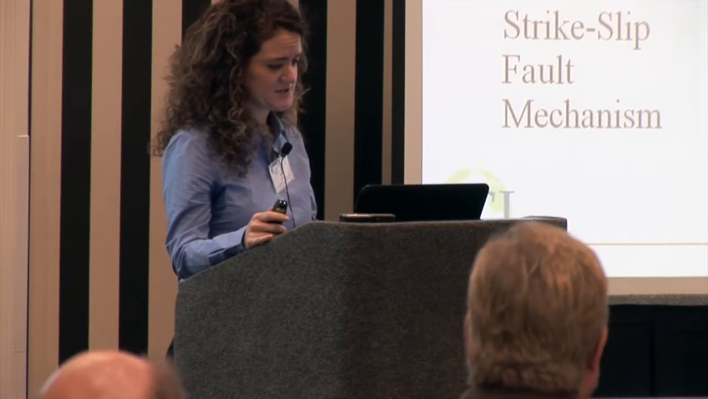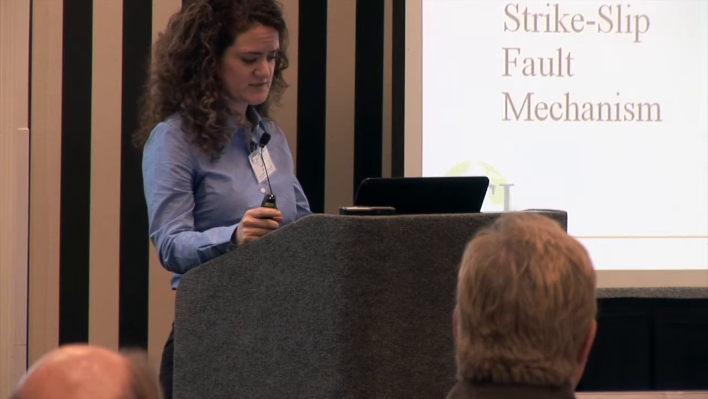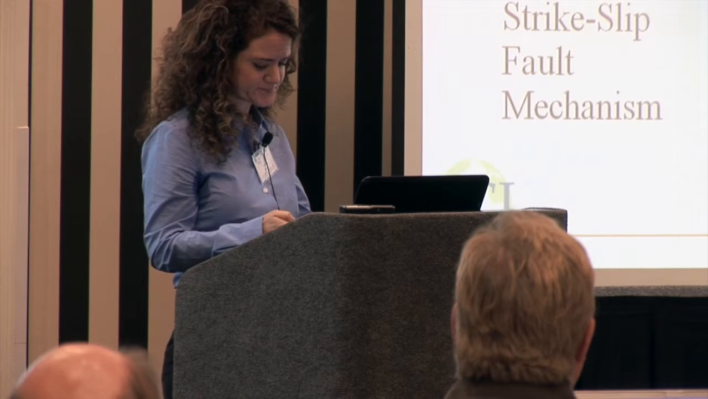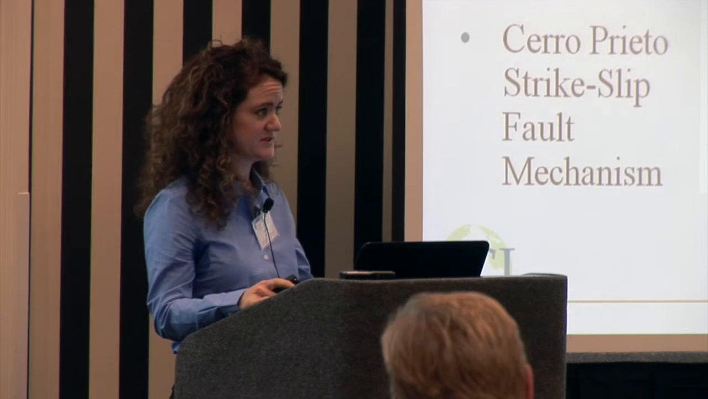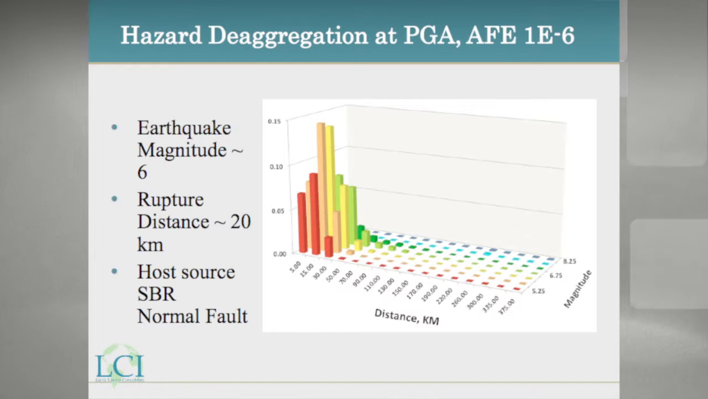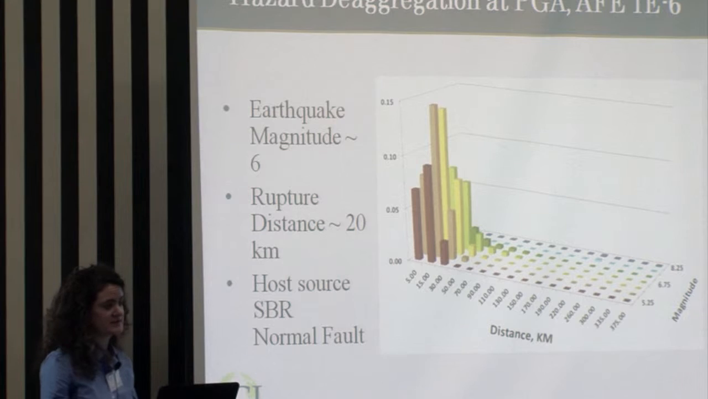Looking at the hazard deaggregation at 10 to the minus 4 for PGA, this is what it looks like. It's about a magnitude 7.2 at 220 kilometers, and it's the Sierra Prieto fault, which has a strike-slip fault mechanism. Moving on to 10 to the minus 6, where now the background sources are the major contributor. You can see that it's primarily in the small distances and smaller magnitudes where we have an earthquake of magnitude 6 and a rupture distance around 20 kilometers. And this is the host source, which has a normal fault mechanism.